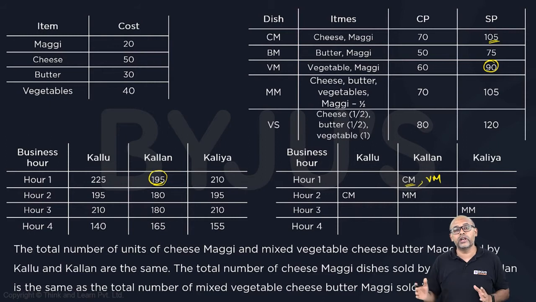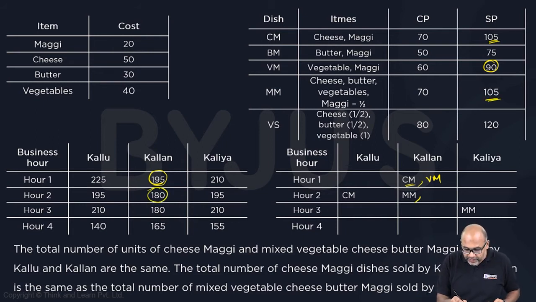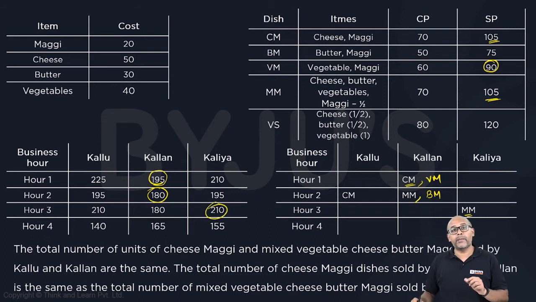So there are two dishes sold in every hour. Let's understand what is the combination. Then you have a CM, so cost is 105, and you can see the total is 180. So 105 is CM, so the remaining has to be a 75. So 75 has to be a butter Maggi, BM. Then you have a CM here, which is again a 105, and this total is 210. 105 is CM and the total is 210, which means the other dish has to be another 105. Which other thing is 105? It is CM. Remember, CM is not there by Kalia in the first and second, but it can be there in the third.